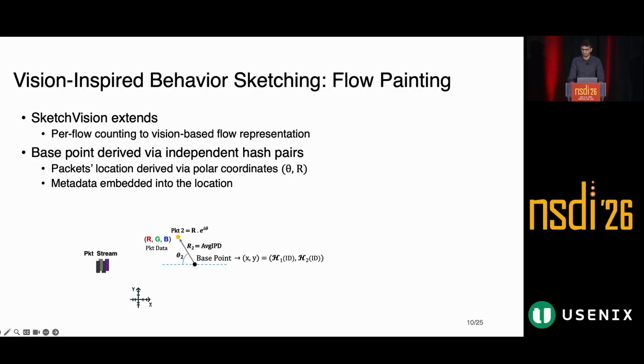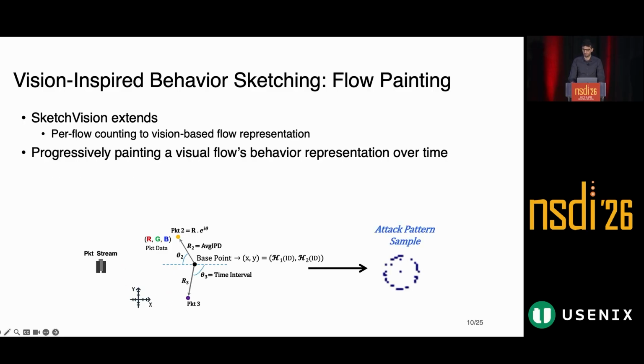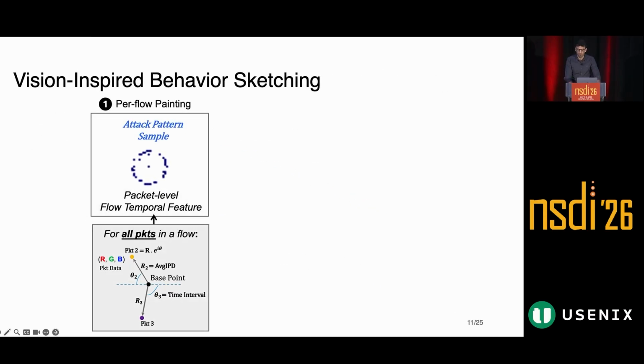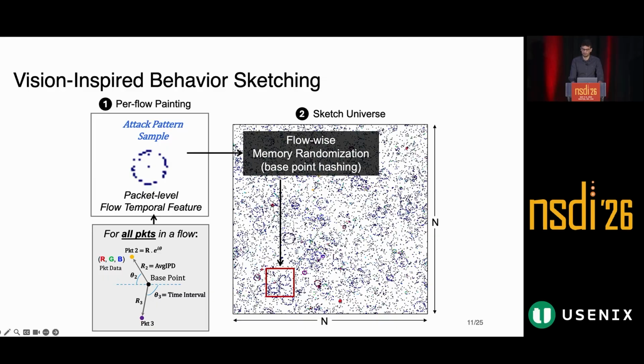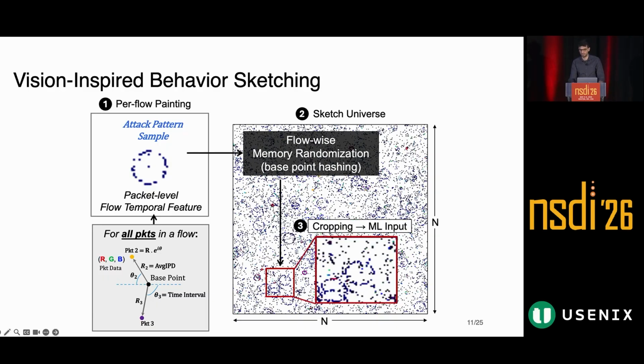Once we derive the location of each packet, we encode packet metadata into a 24-bit pixel value represented by RGB. This process repeats for every incoming packet, progressively painting a visual representation of the flow's behavior over time. This process applies to all flows in the network, where all flows paint their flow behavior into a shared memory space called sketch universe, in which collision and flow interference is inevitable. During detection, we locate the region associated with the targeted flow, we crop the corresponding portion in the sketch, and we pass it to the ML for analysis.